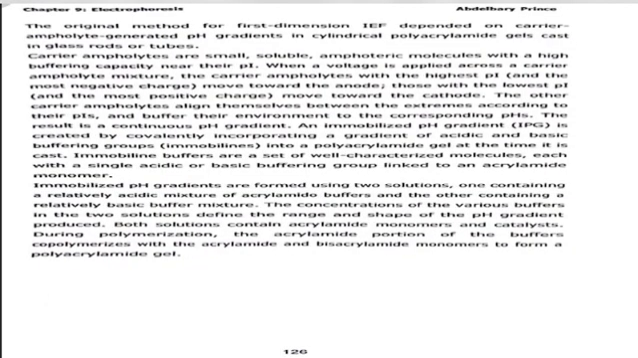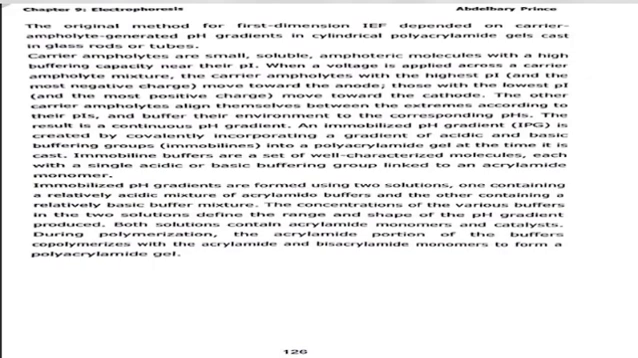The original method for the first dimension IEF depended on carrier ampholyte generated pH gradients in cylindrical polyacrylamide gel cast in glass rods or tubes. Carrier ampholytes are small soluble amphoteric molecules with a high buffering capacity near their pI. When a voltage is applied across a carrier ampholyte mixture, the carrier ampholytes with the highest pI and the most negative charge move toward the anode. Those with the lowest pI and the most positive charge move toward the cathode.